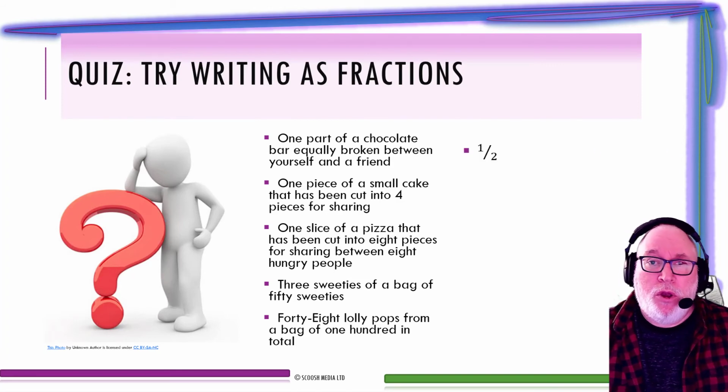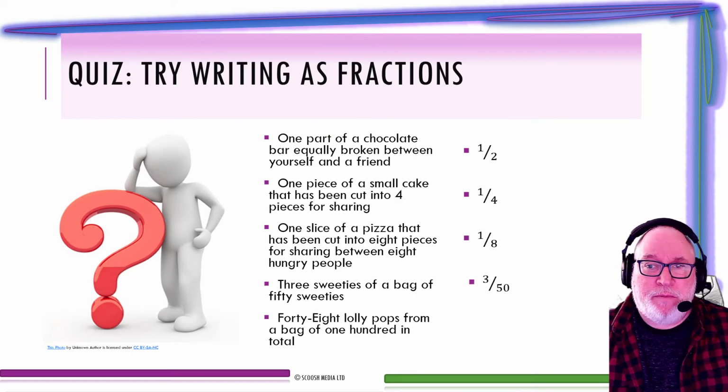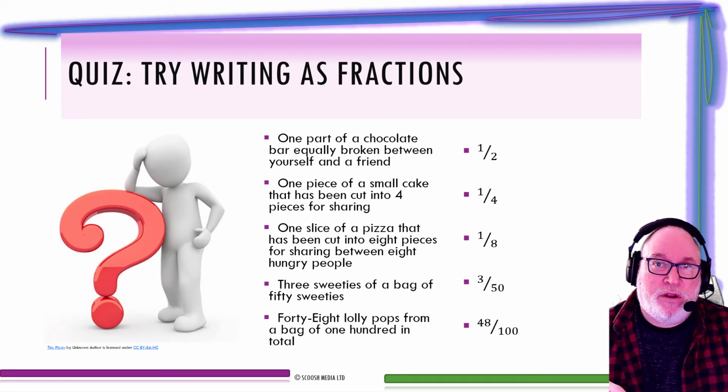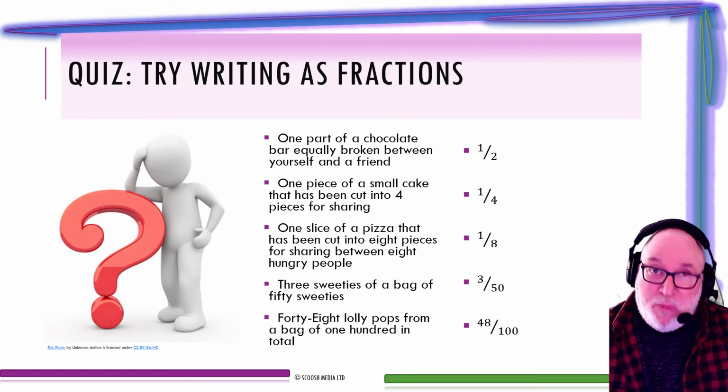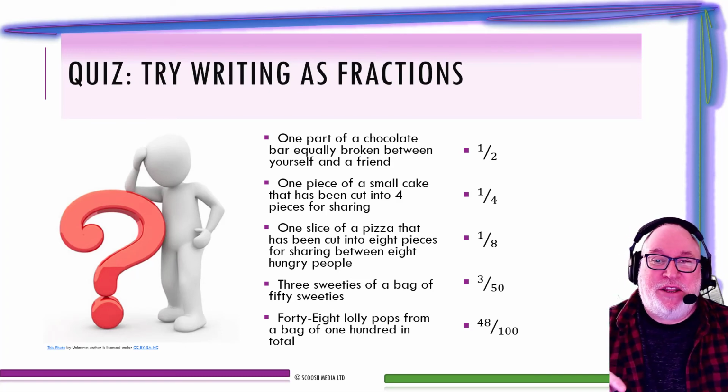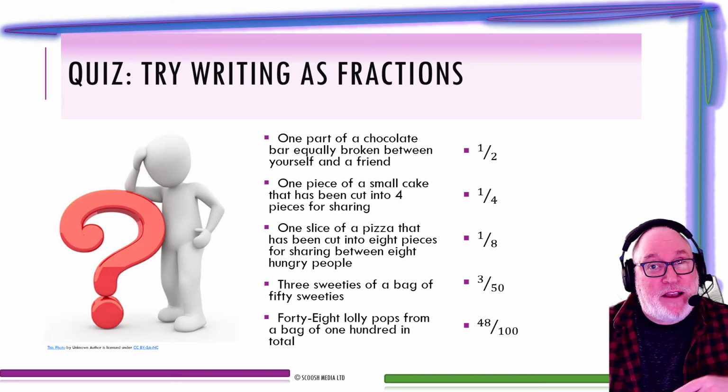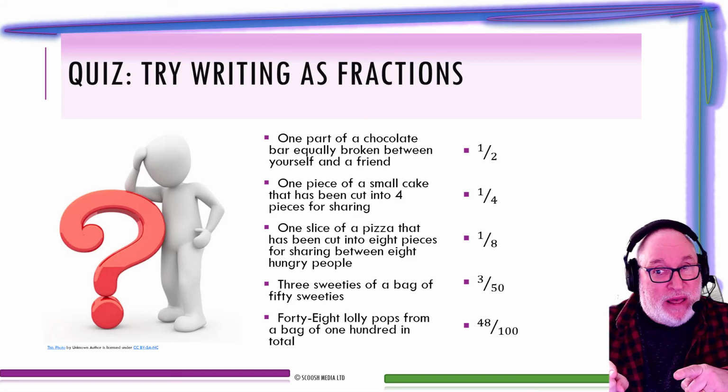Right, the next bit. So the answer to the first one there, 1 part of 2. The next one, 1 of 4. 1 of 8. 3 of 50. 48 out of 100. So there's the 48 out of 100. Guess what we're going on to next? Yes, percentages. Right, so I'm going to leave it there, and in the next one, I'm going to start with this wee quiz with the answers there anyway, okay?